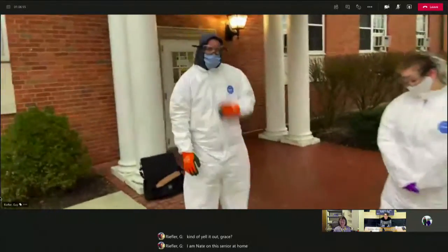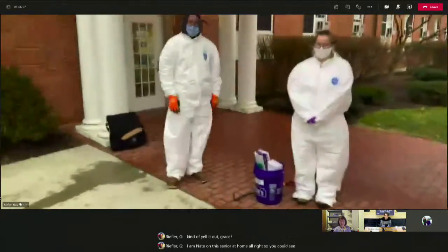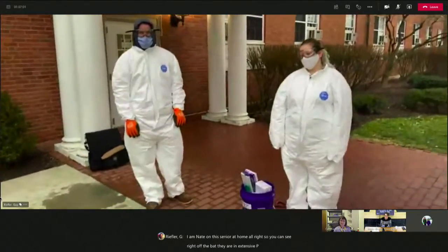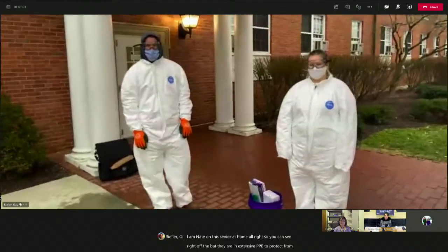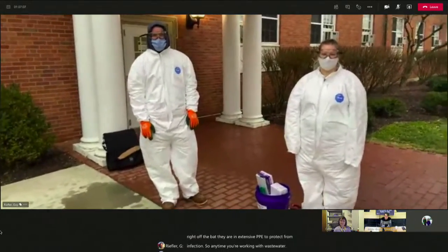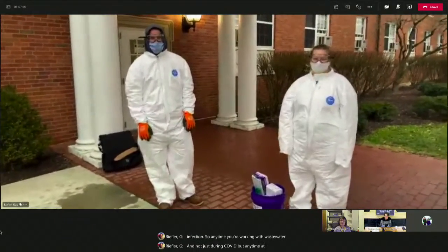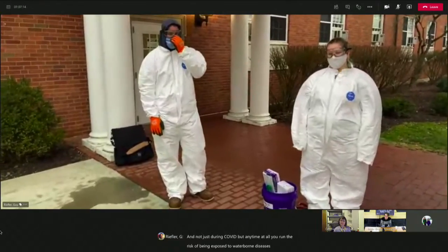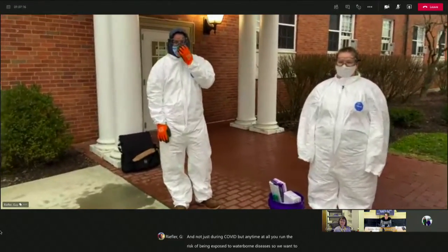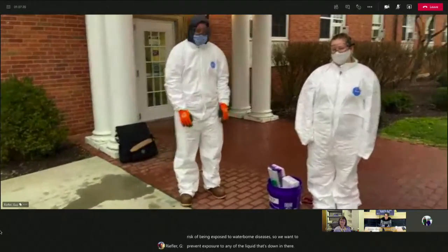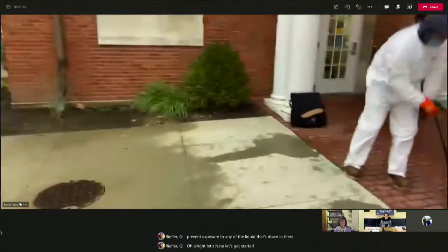All right. So you can see right off the bat, they are in extensive PPE to protect from infection. Anytime you're working with wastewater, and not just during COVID, but anytime at all, you run the risk of being exposed to waterborne diseases. So we want to prevent exposure to any of the liquid that's down in there. All right, Nate, let's get started and see what we can find.